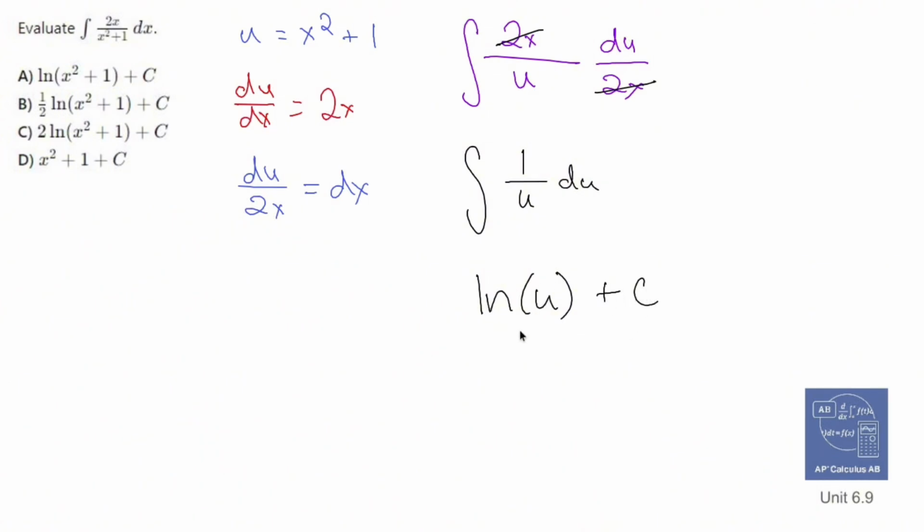Now, I can't just circle this because u was not in the original problem. I called u x squared plus 1. So I have to substitute back in x squared plus 1 into u, and I have ln of x squared plus 1 plus c. My answer is going to be A for this one. Pretty exciting stuff.